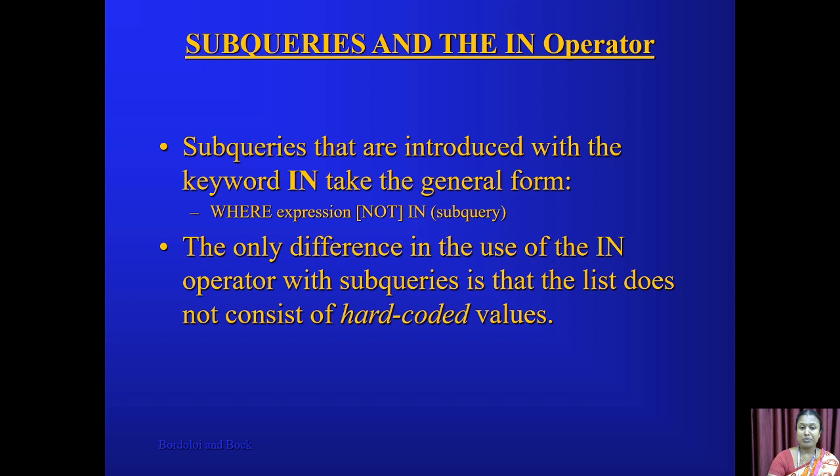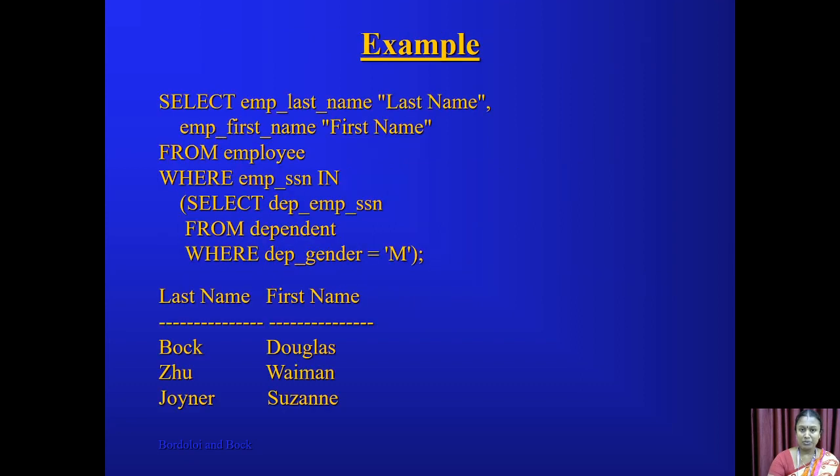The only difference in the use of the IN operator with a subquery is that the list does not consist of hard-coded values. Here is also an example of how to use the IN operator in a subquery. In this subquery we find the results of first name and last name, specifying in the dependent table those with dependent gender equal to male. That condition is evaluated as the result of this innermost subquery. This value is then used to get the last name and first name from the outermost table.